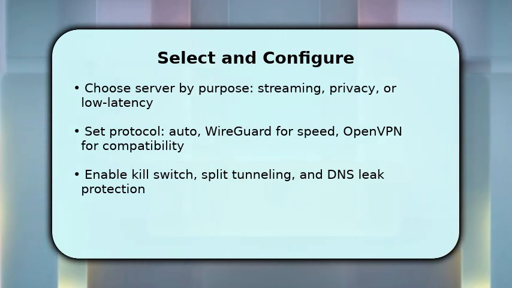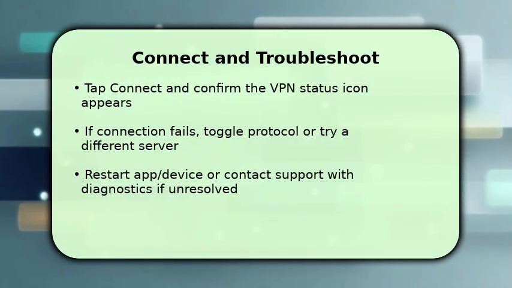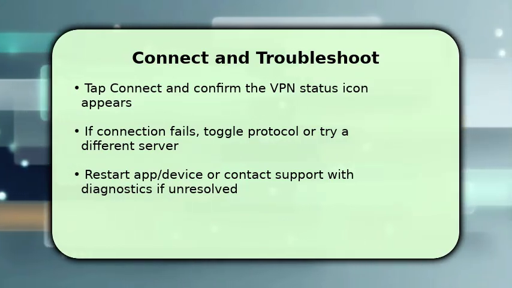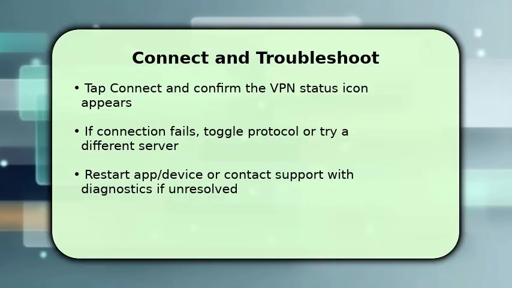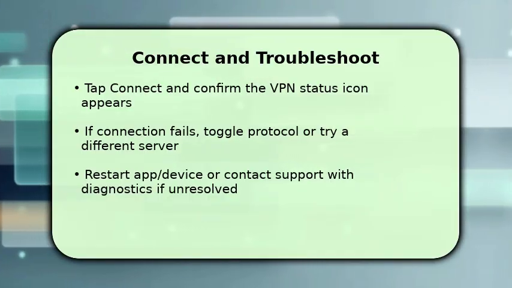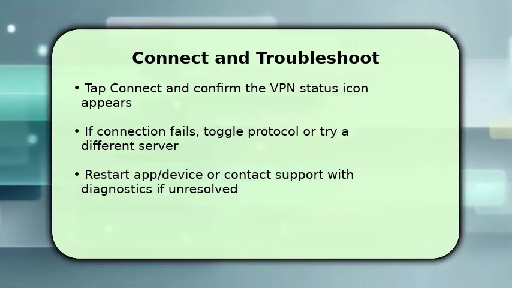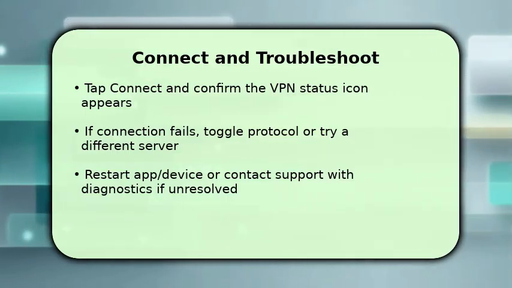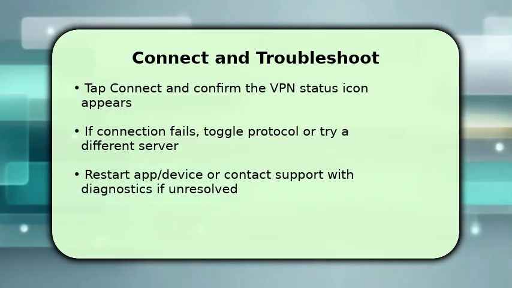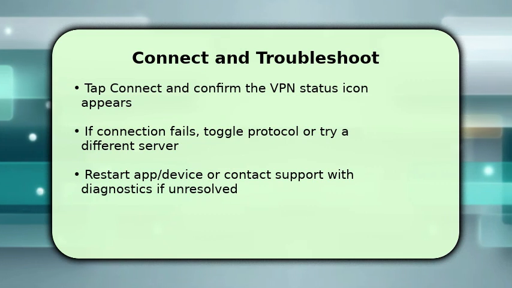You finish by tapping connect and watching the status indicator become active. This confirms the tunnel is live. If the connection fails, first switch protocol or pick another server, because routing or protocol mismatches are the most common causes. Once tried, restart the app or your device to clear transient network states. If problems persist, collect diagnostics from the app settings and contact support. One key tip: turn off battery saver or aggressive background limits, as they often break it.